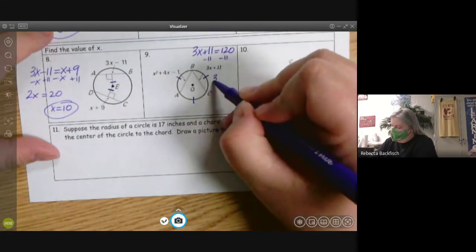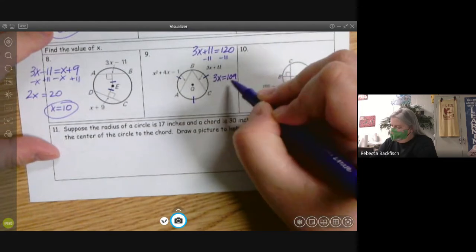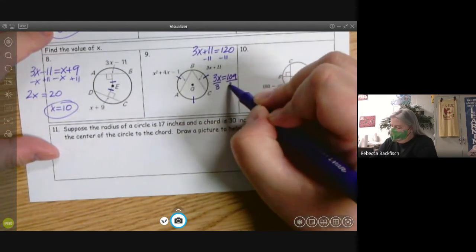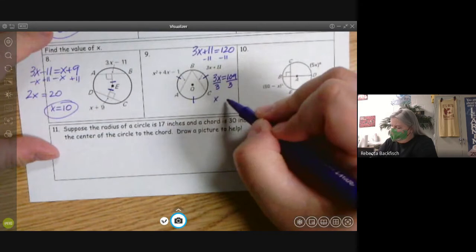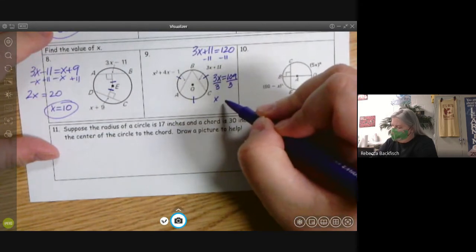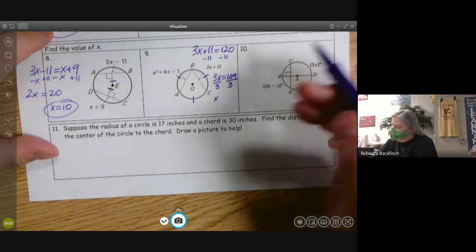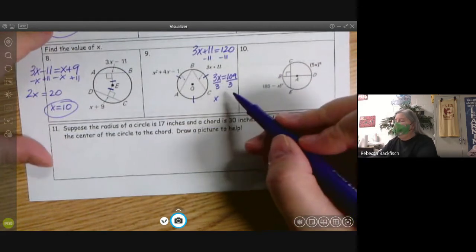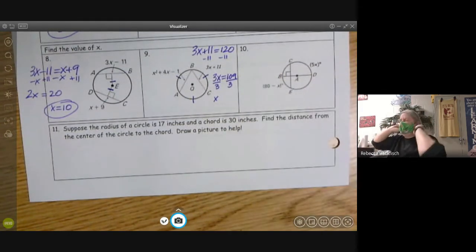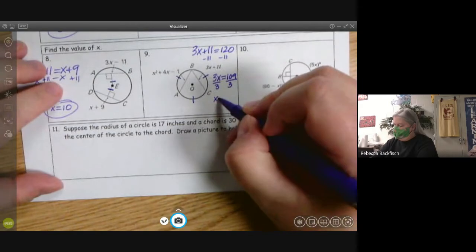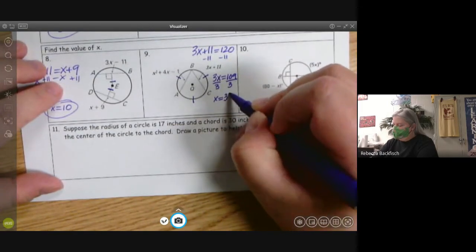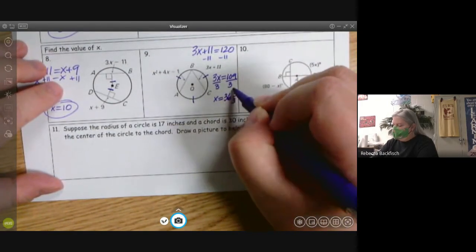So that's 3x equals 109. I don't think it's going to be exact, is it? Or it's not going to be nice and pretty. Nope. Okay, so that goes 36 1/3. Does that seem right? 36 1/3.